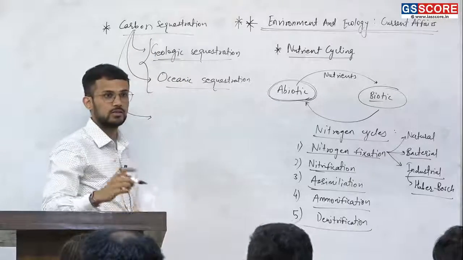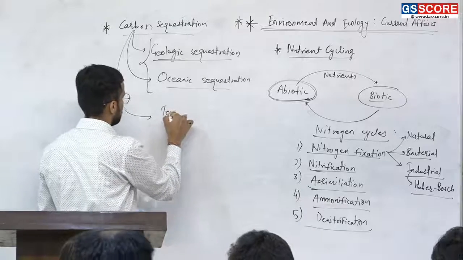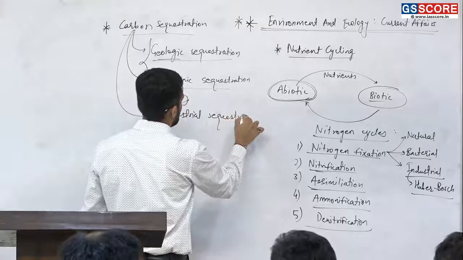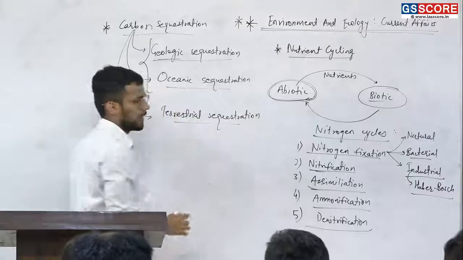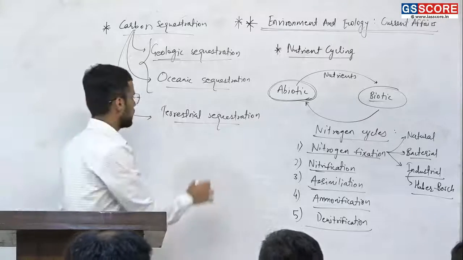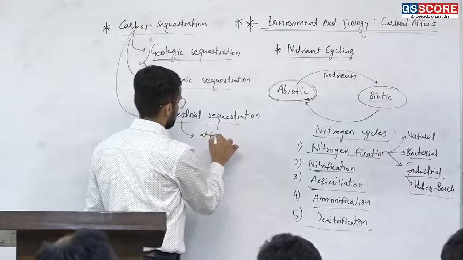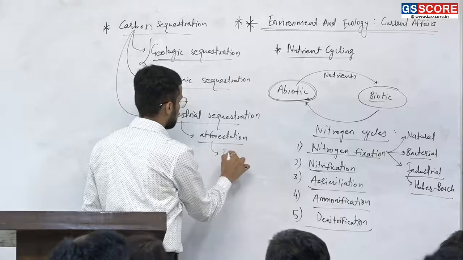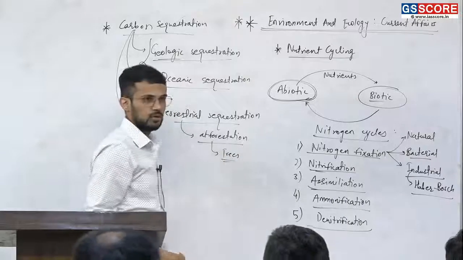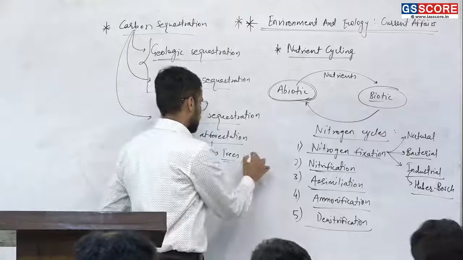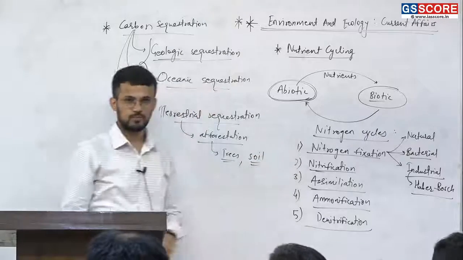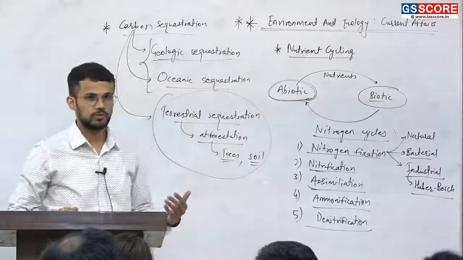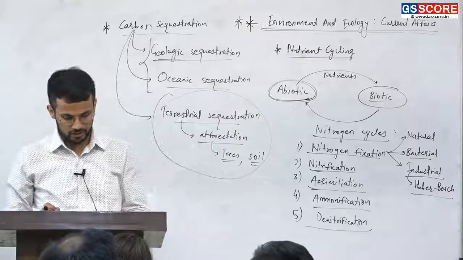But the third one is terrestrial sequestration. Right? What do we do under terrestrial sequestration? We carry out afforestation. And as a result of afforestation, we ensure that carbon dioxide is stored in trees as well as in soil. Fine. So this is a more favored way of treating or handling carbon dioxide.